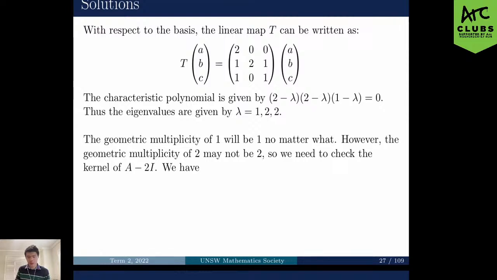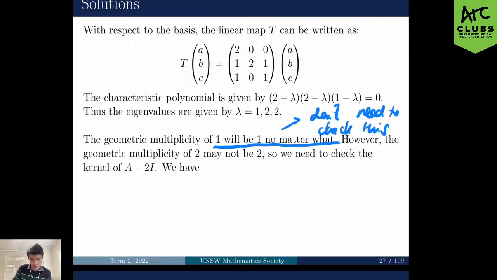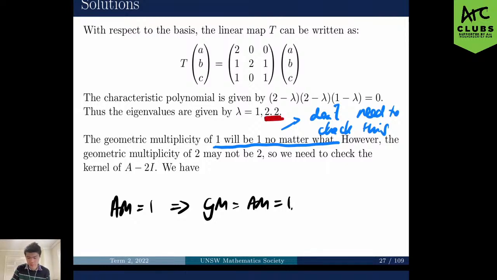The geometric multiplicity of 1 will be 1 no matter what. We don't have to check this, because of that property that if AM equals 1, GM equals 1. But the issue is, this one is a bit more complicated, because we've got AM 2, and realistically, GM could be equal to 1, or it could be equal to 2. So we need to check that.